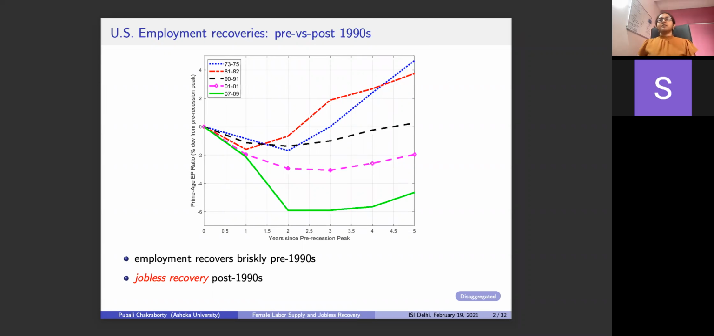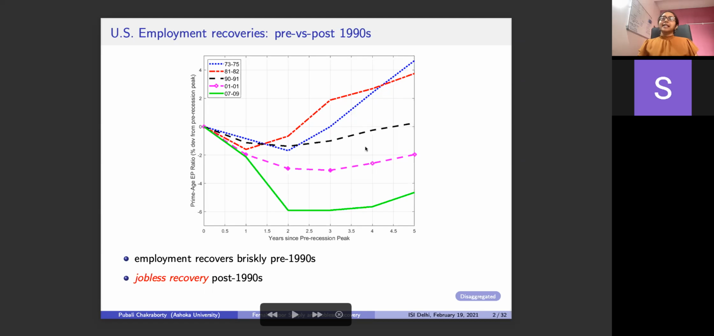So in this graph, you see that for the first two recessions, the 73-75 recession and the 81-82 recession, once the recession is over, so for example, in the 73-75 recession, it lasts for around 2 years, once it's over, employment starts to go back up.